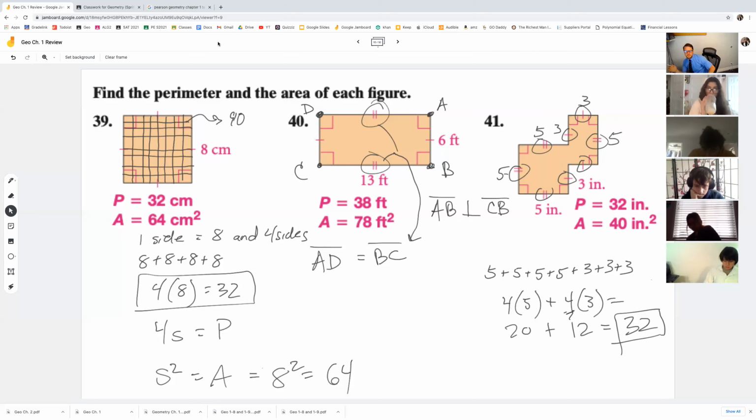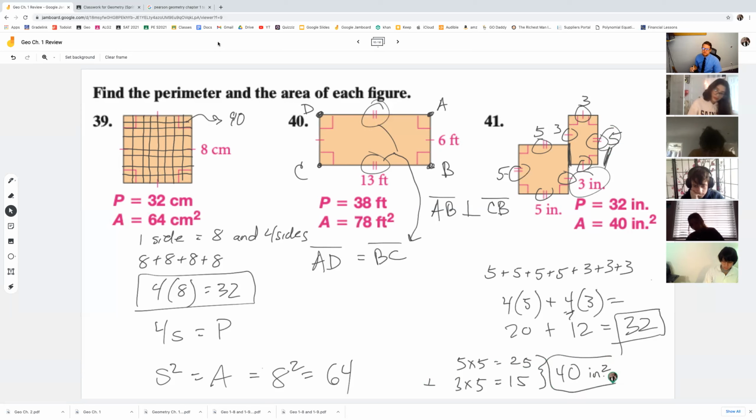All right, so that's perimeter, just counting them all up. Now, area is a little different. For area, you have to section it off into 2 separate areas. In which case you would say 5 times 5, 25, plus 3 times 5, 3 times 5, 15. Add the 2 together, and you get 40 inches squared. So the perimeter is 32 inches, and the area is 40 inches squared.